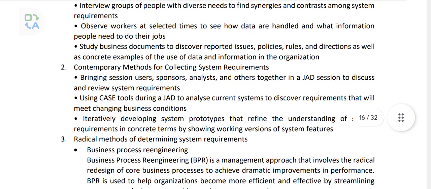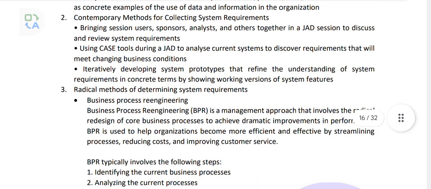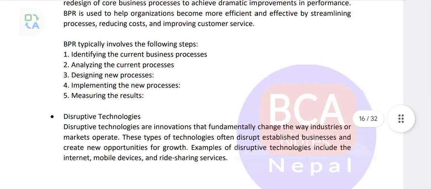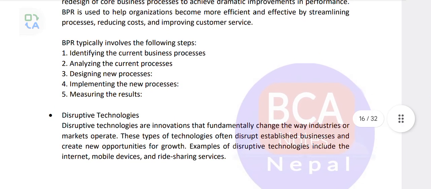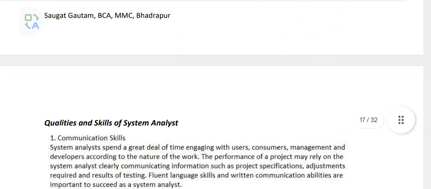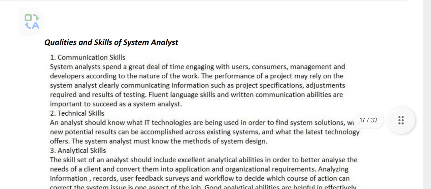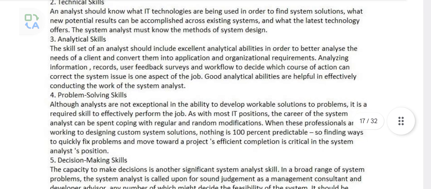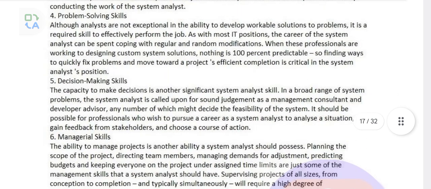Complementary method. Radical method for determining requirements. Disruptive technologies are innovations that fundamentally change the way of the industry. Quality skills of the systems analyst: communication skill, technical skill, analytical skill, problem solving skill, decision making, managerial skill.